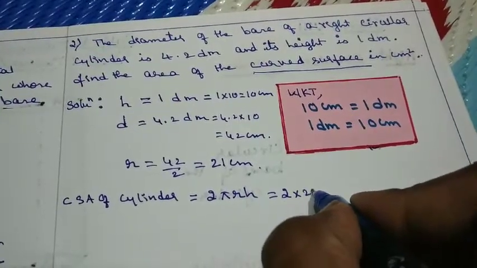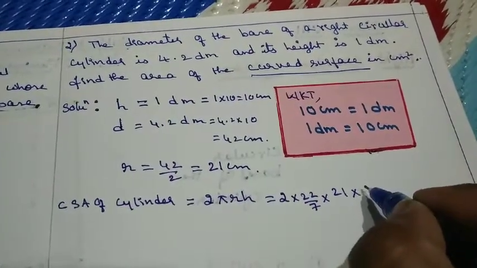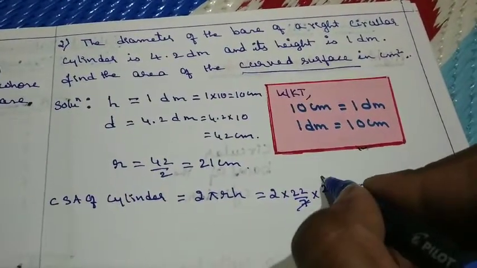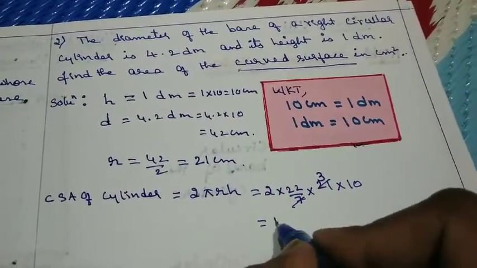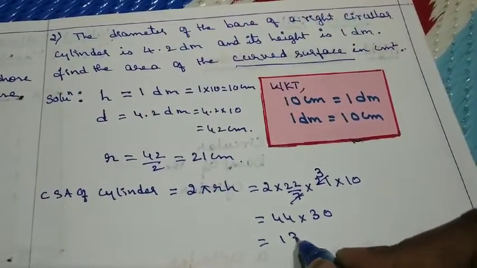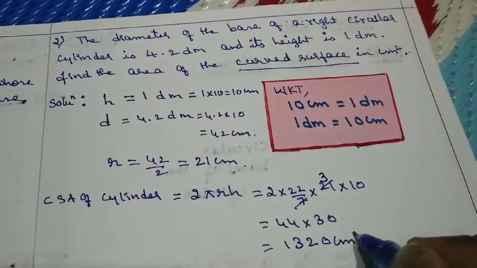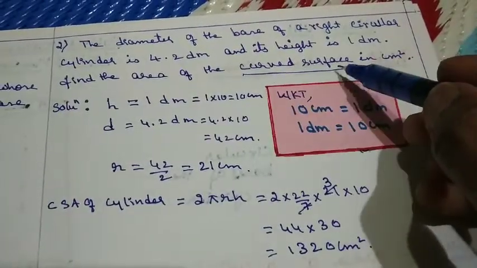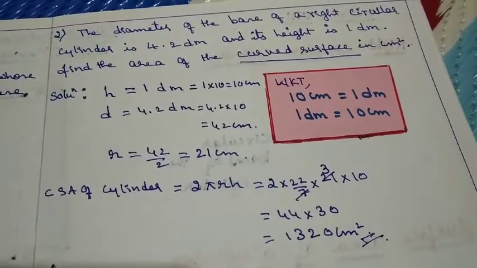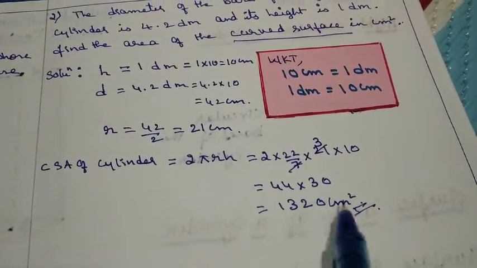2 into 22 by 7 into radius is 21 and the height is 10 centimeter. So 7 1s are 7, 3s are, then 22 2s are 44 into 3 10s are 30, then 4 3s are 12, 13, that is 1320 and the unit is centimeter square. Thus he asked us to find the surface area of the cylinder in centimeter square and here we have done it. Please write down the conclusion, that is the CSA of cylinder is 1320 centimeter square.